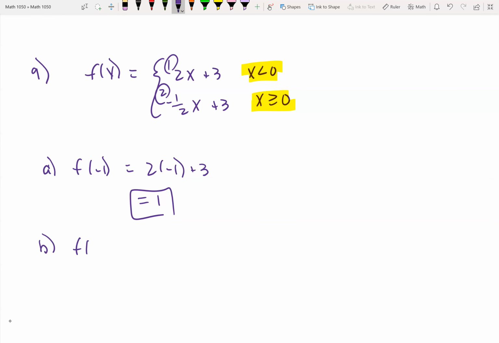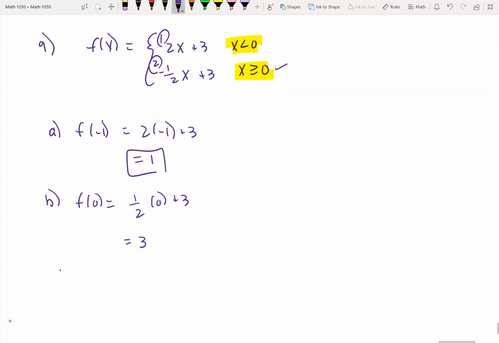Question B, find f of 0. Well, that's this guy because it has an equal sign. So that's 1/2 times 0 plus 3, which gives me 3. Question C, find f of 2. That's this guy. So -1/2 times 2 plus 3. If you're struggling with how to do that, just grab your calculator. Here's how you push it in. The white negative button, 1, divide 2, parenthesis 2, close it, plus 3, enter, and you get a 2. So that's what that is, and you're done.